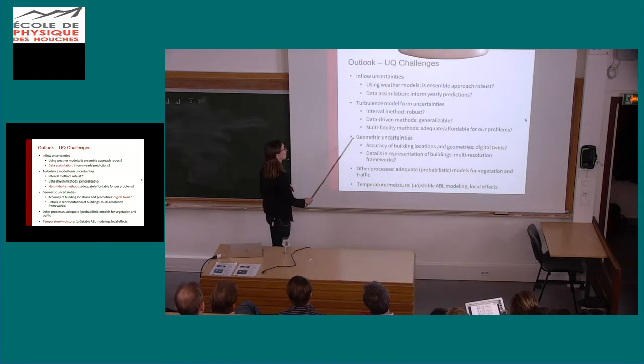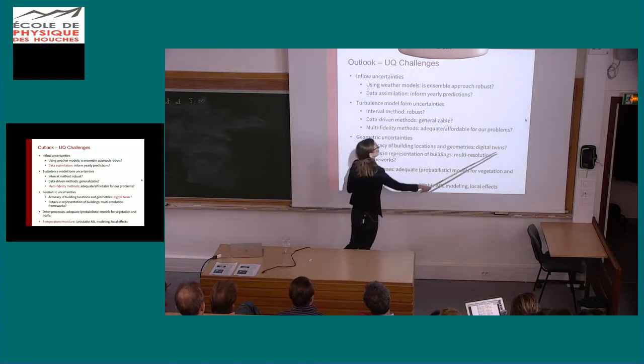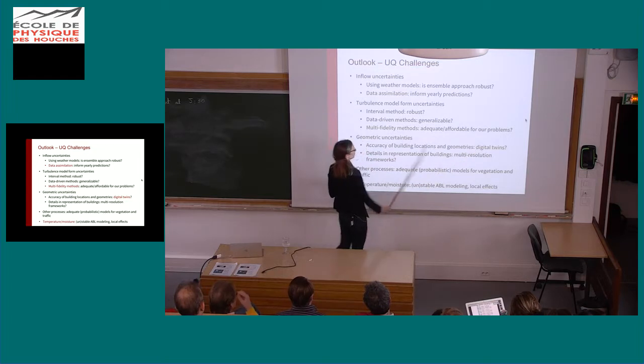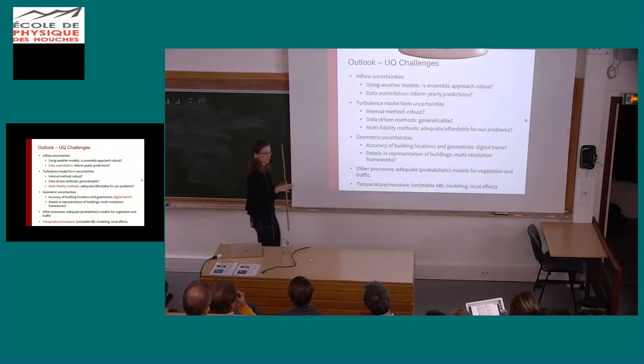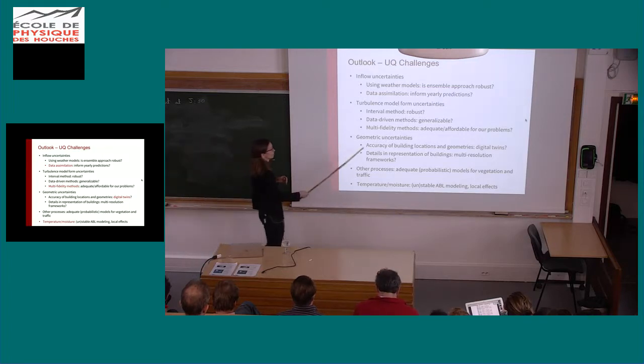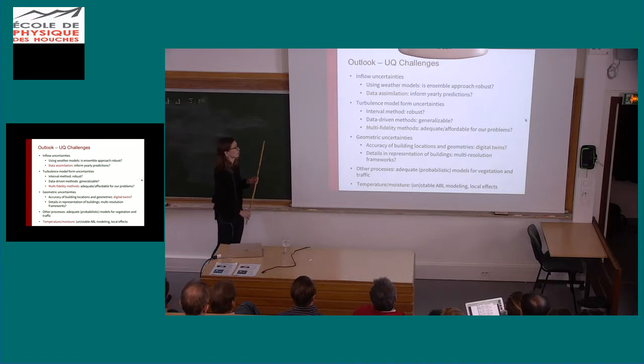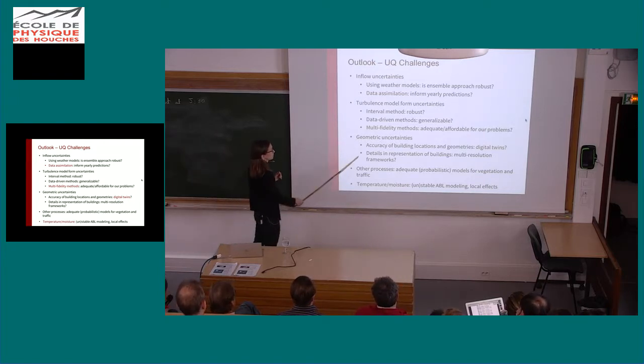A big one that I didn't touch on is geometric uncertainties, the accuracy of building locations and geometries. I think there people are thinking a lot about digital twins, right now mainly for buildings. So you have a digital building, you're continuously running models, and you have all that information. On the bigger scale, you can think about a digital twin for a city where all this information would be available to the research community and policy makers. Details in the representation of buildings is another challenge.